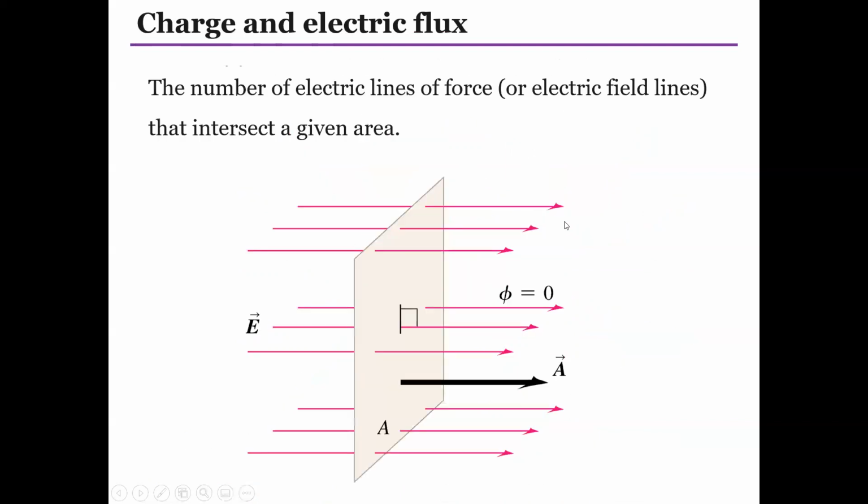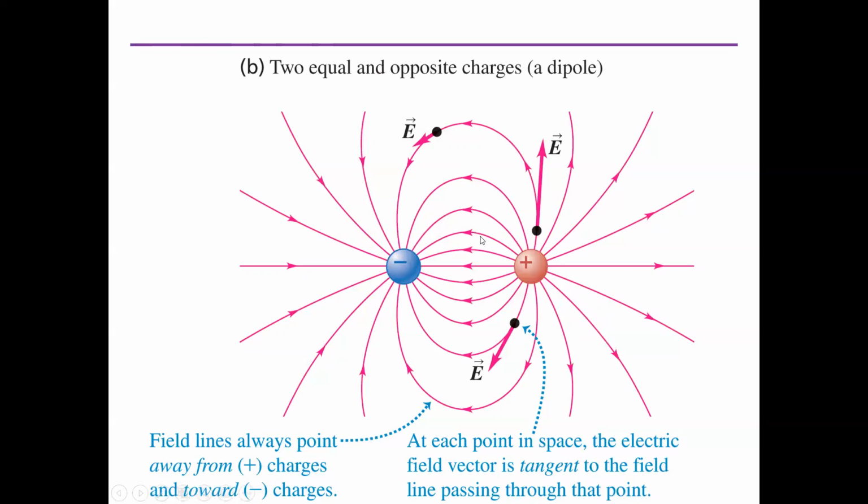They are never intersecting with each other. And look at here, the electric field vector, which is represented by E, is always tangent to the electric field lines. Okay, these are a few properties related to electric field lines. So this is about the electric field.